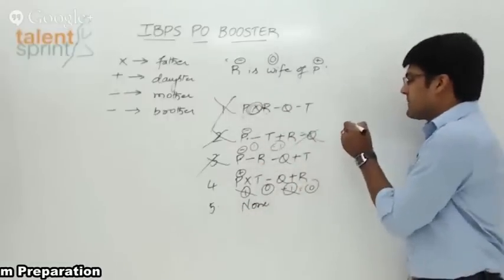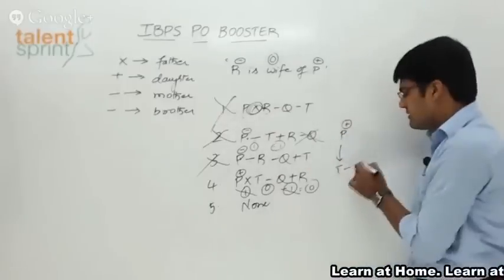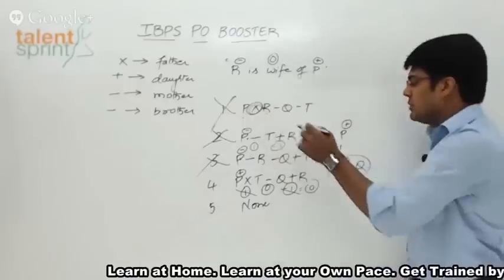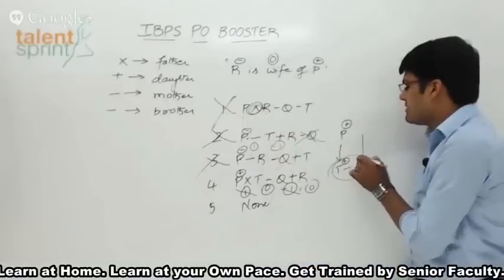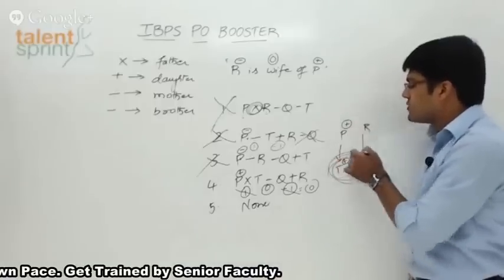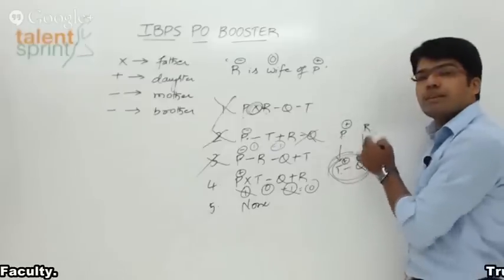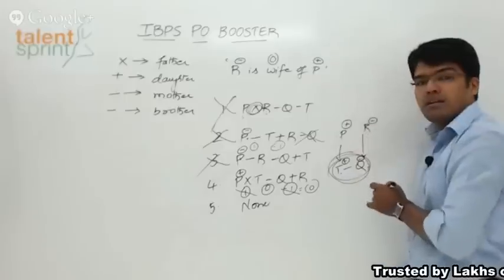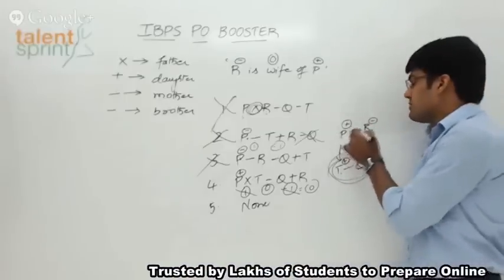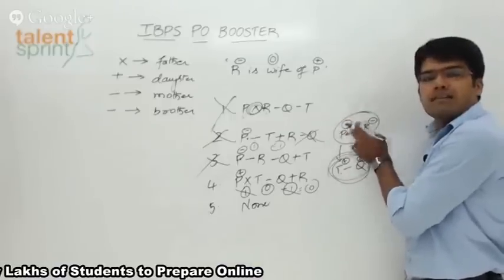P is the father of T. T minus Q. Minus means T is the brother of Q. Right. So these are siblings. And Q plus R. Q is the daughter of R, which means Q is female. Now if these are siblings, T's father will be Q's father and Q's mother. Obviously this will be female. Already father is there, so this should be mother. So this should be a husband and wife couple. So can I say P is the husband of R or R is the wife of P here?